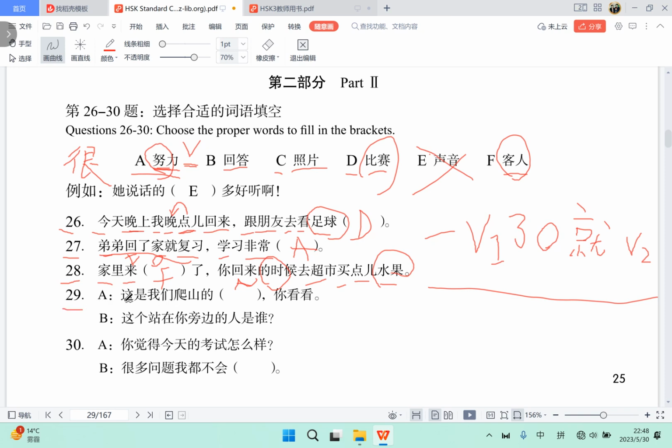Okay, 29, 这是我们爬山的什么. So here should be a noun, right? Because this part is going to describe this thing, to attribute this thing. 你看看, you have a look. So 看 is normally 看照片, right? So 29 we choose C. And the last one, 30, is just 回答, right?